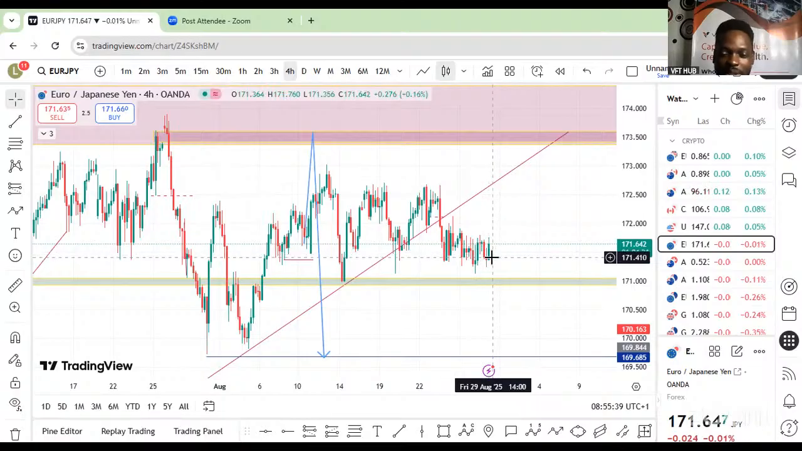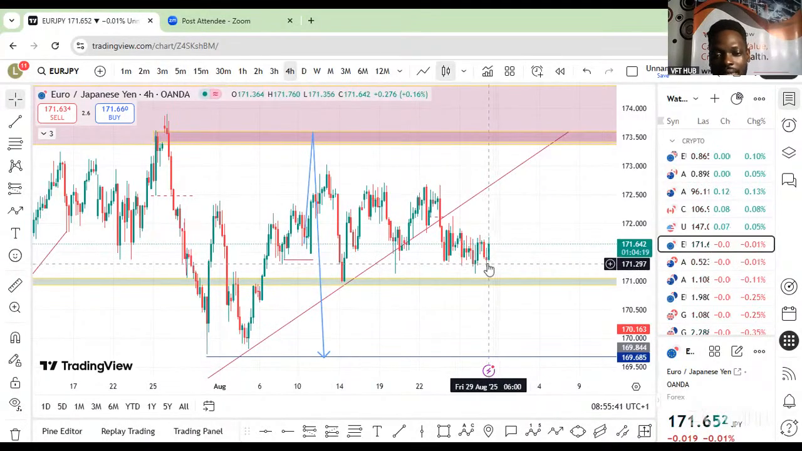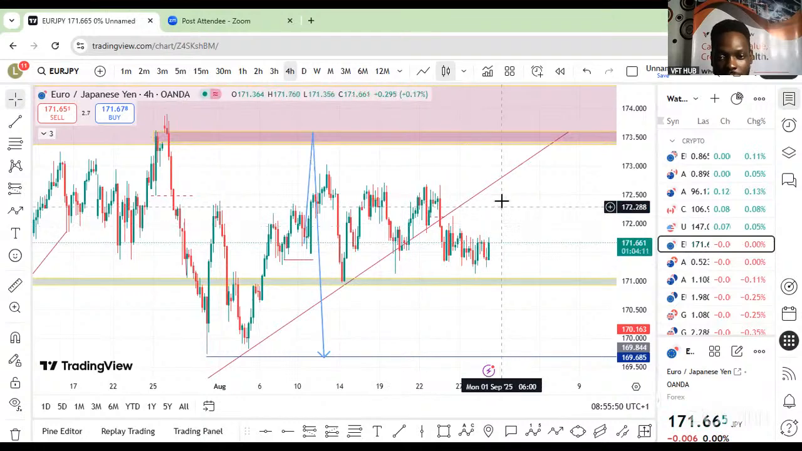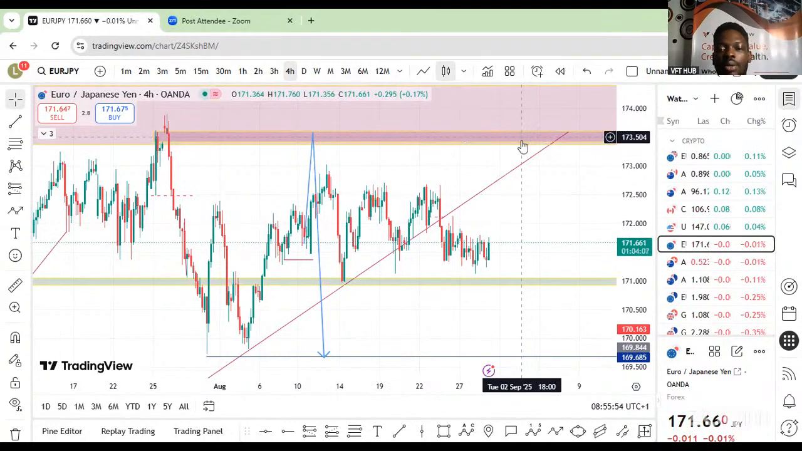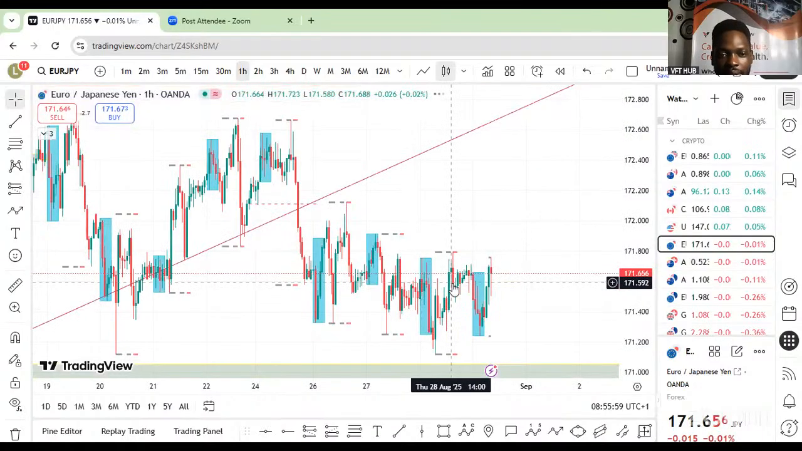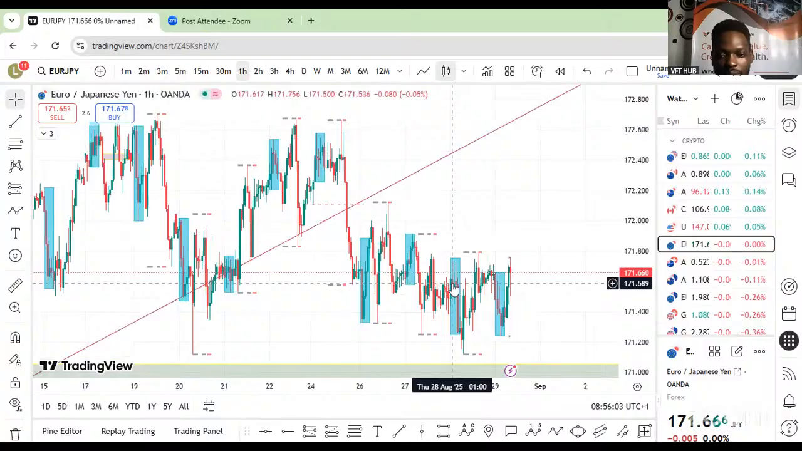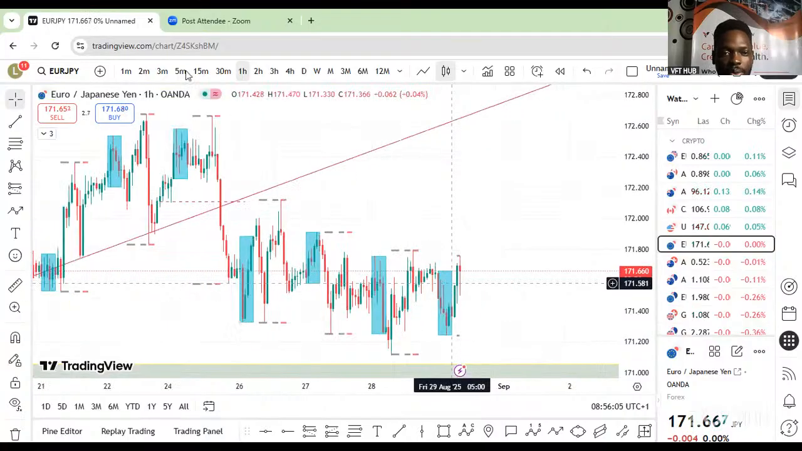So what you are going to expect is two things happening. There's high probability price is still going to push all the way to this zone, just as we analyzed some weeks ago, that we are expecting price to still trade all the way to this point here. Then when price gets here, you can now start selling. The sell party may now begin. And if you look at the 1-hour time frame, you're going to observe that everything is still very much within that range.